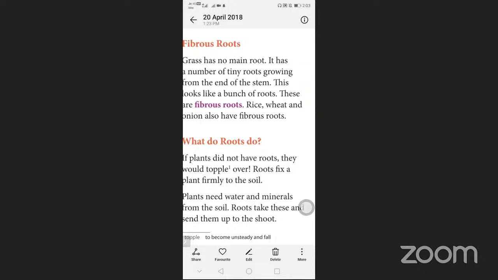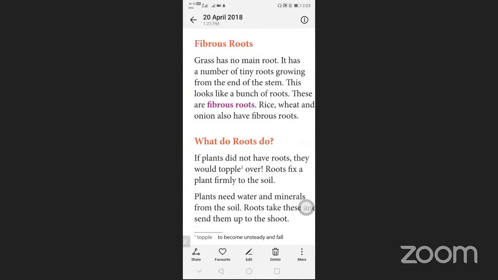So what do roots do? If plants did not have roots, they would topple over. Roots fix a plant firmly to the soil. Plants need water and minerals from the soil. Roots take these and send them up to the shoot.